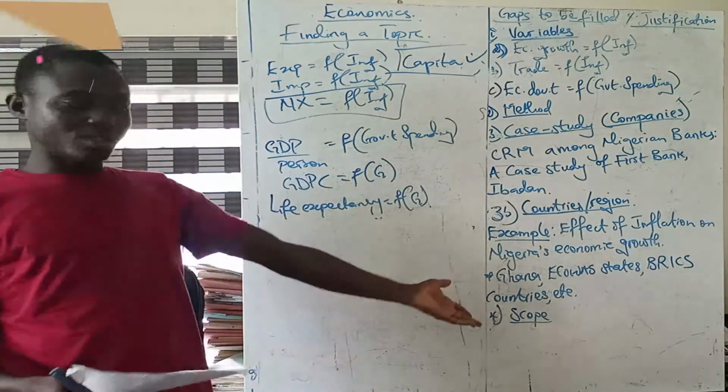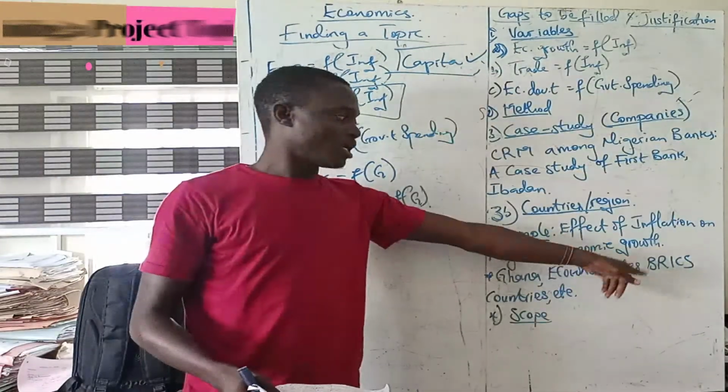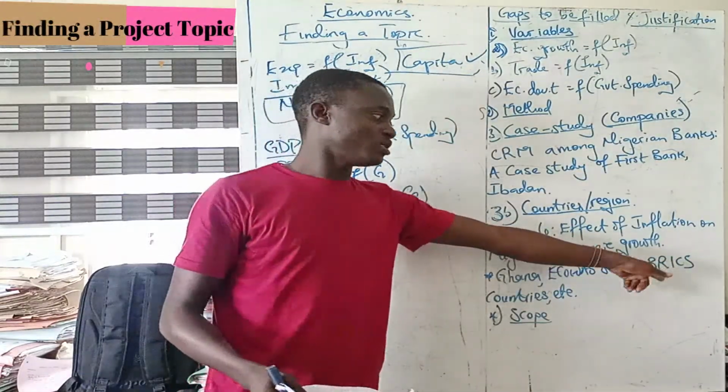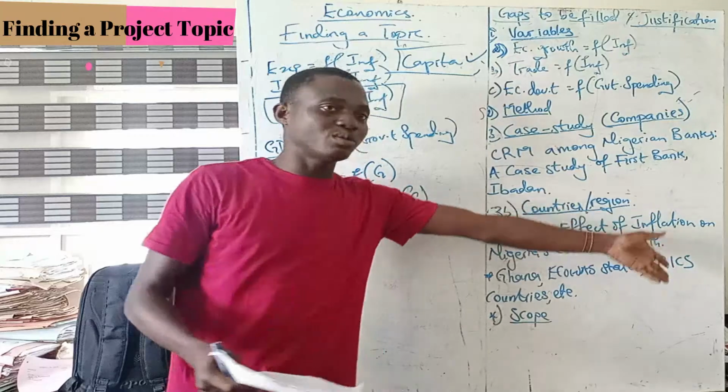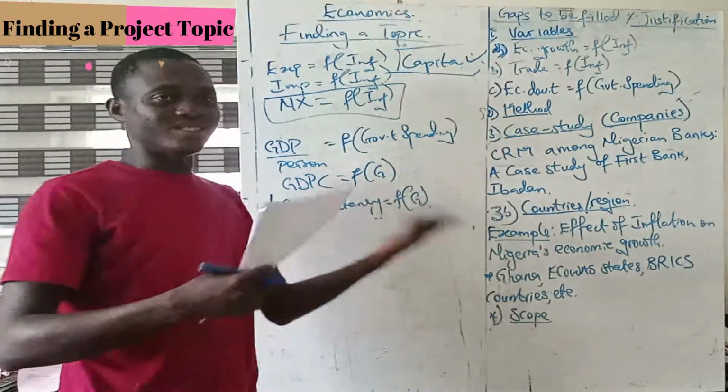So you might not use ECOWAS, you might use BRICS countries. B is Brazil, R is Russia, I is India, C is China, and S is South Africa. So you just like BRICS. So these are ways by which you can have different topics.